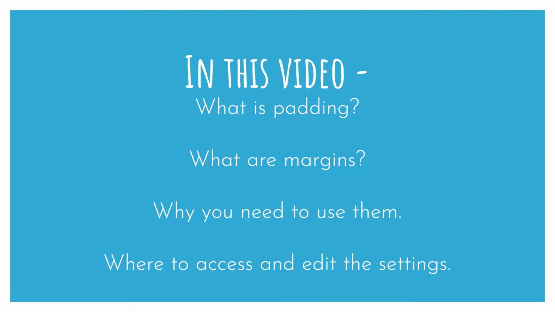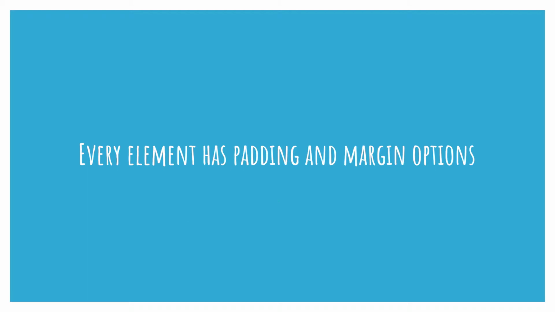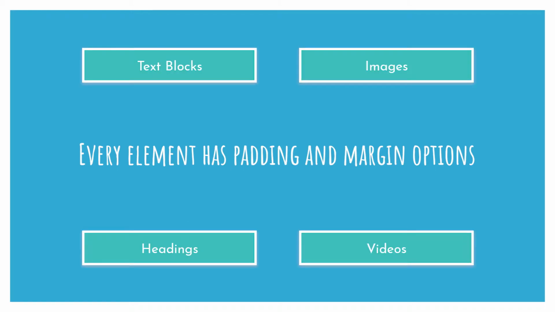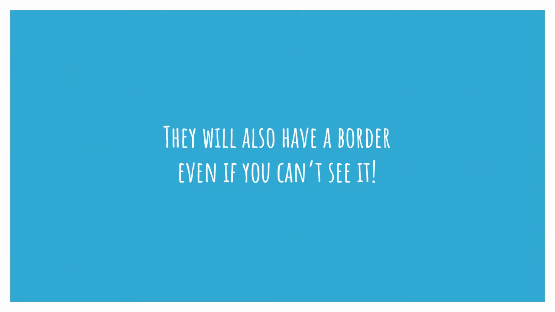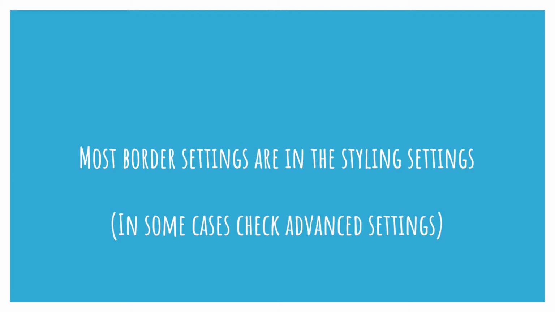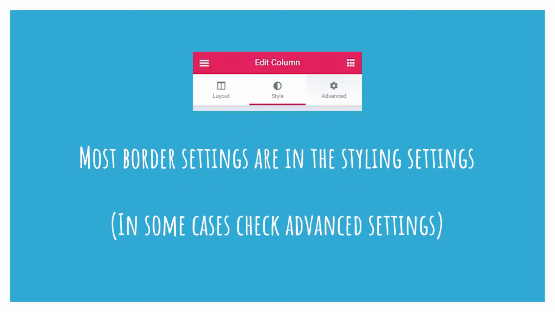We're going to have a look at what padding and margin settings are, why you would need to use them, and of course we'll show you where to set padding and margin values on your elements, columns, and sections. So every element you'll be using in Elementor, plus sections and columns, will have settings for padding and margins. They will also have a border. Even if you can't see it, the border will be there. You can usually make the border visible by going to the styling settings of your elements, columns, and sections.